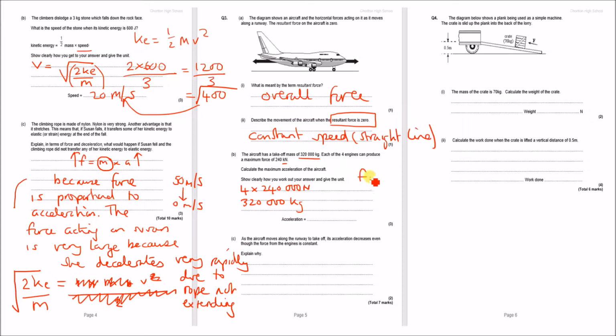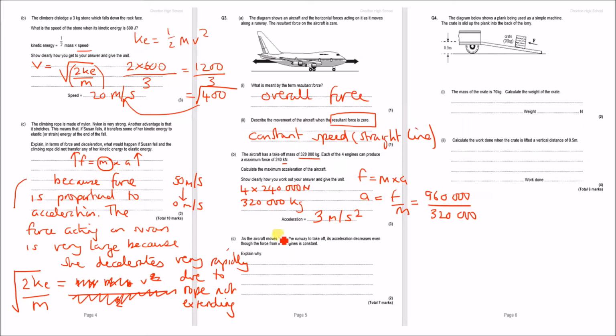Now we know we can use our equation. You have to learn that force is equal to mass times acceleration. So a must be equal to force divided by mass. We know our force is 4 times this number, which is going to give us 960,000. And we're going to divide that by 320,000. If we do that, we're going to get our acceleration, which is 3. Okay, and remember, acceleration is in meters per second squared.